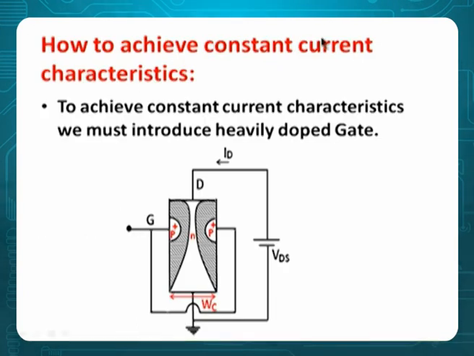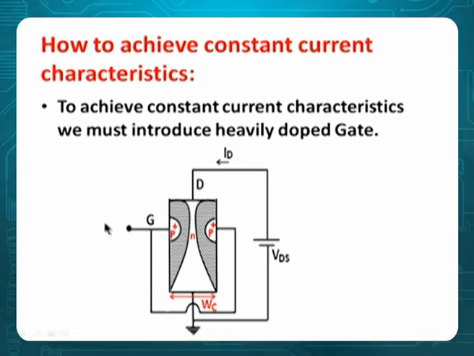Then how to achieve constant current characteristics? To achieve constant current characteristics, we must introduce a heavily doped gate. For example, this is the channel and this is the heavily doped region you have to introduce. So when you introduce this heavily doped region, you know what happens there? Heavy doping here.